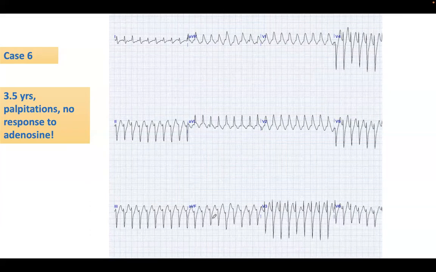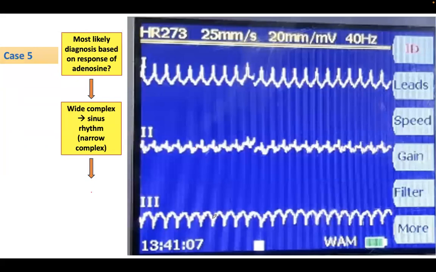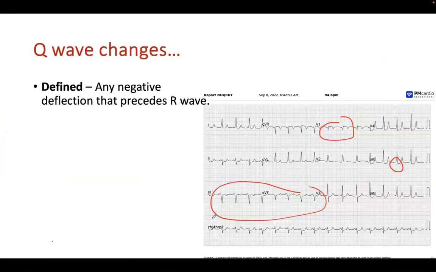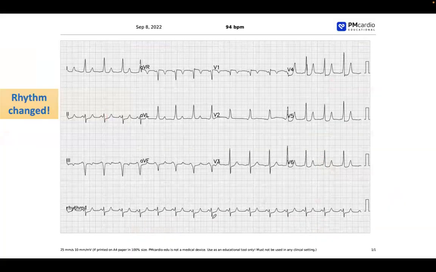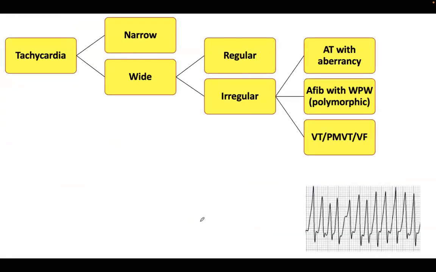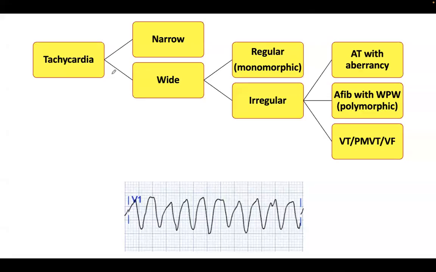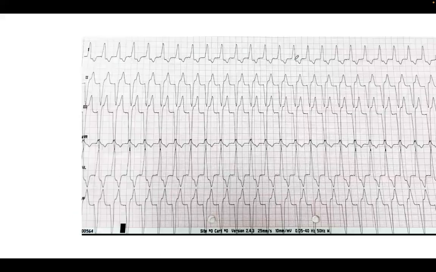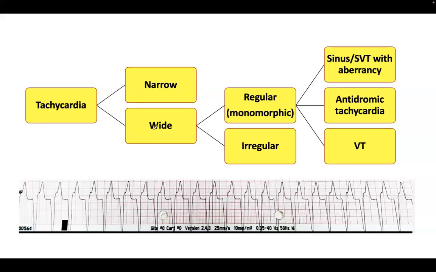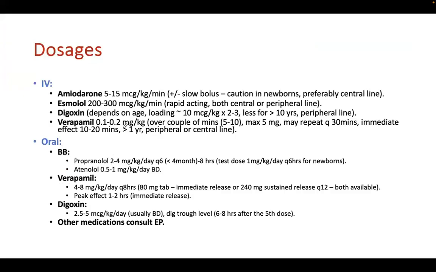When you have regular wide complex tachycardia, if you remember the differential, where is it? Okay, regular wide tachycardia: sinus tachycardia with SVT with aberrancy, antidromic tachycardia, or VT. We are definitely sure there's no adenosine response, so usually these two are out of the picture. More VT.